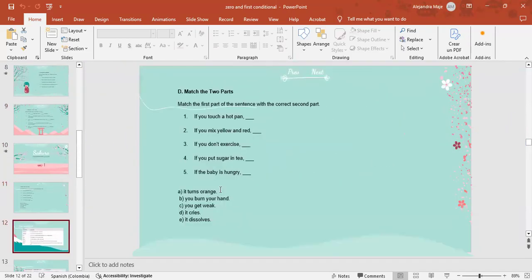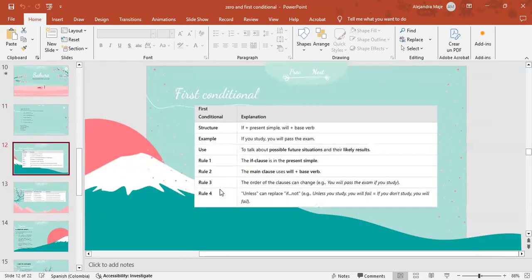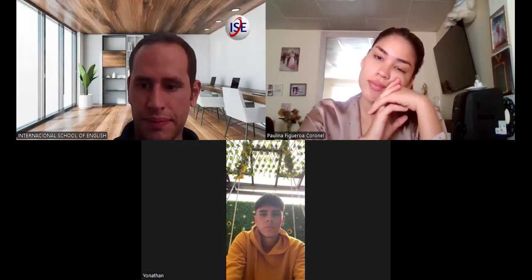And we have first conditional, which we use to talk about possible future situations and their likely results. For the if clause we use present simple, and for the main clause, the result, we use future with will, right? So far, so good. Jonathan, do you have any question? No. Okay, this topic is really easy. Thank you so much.